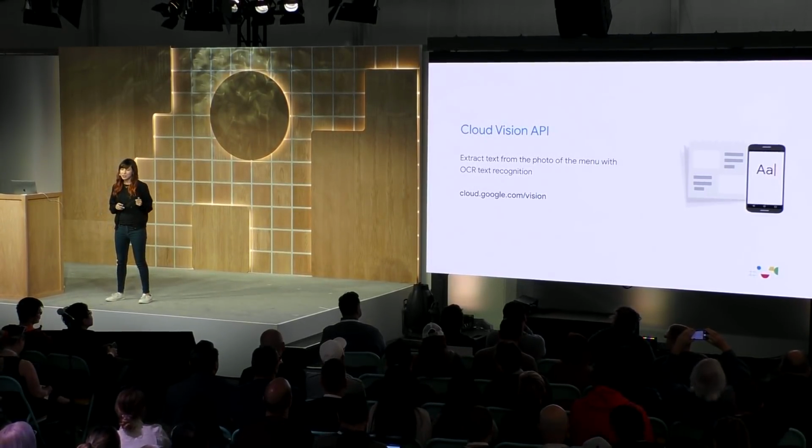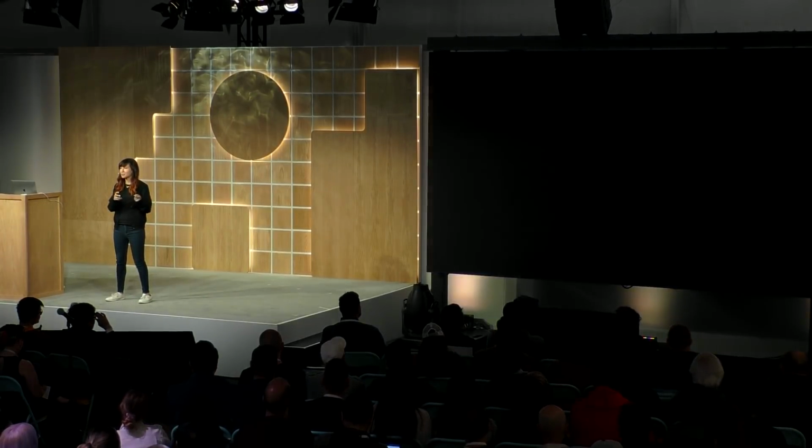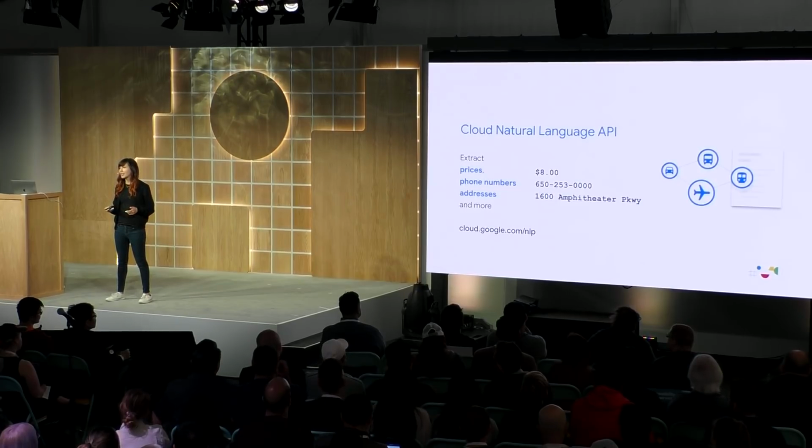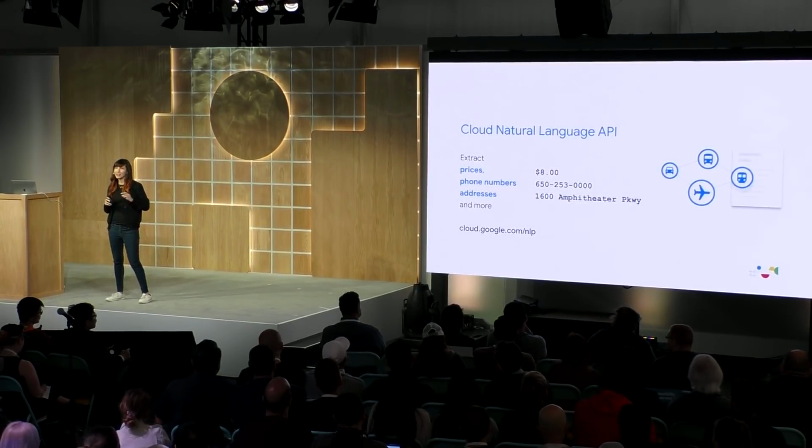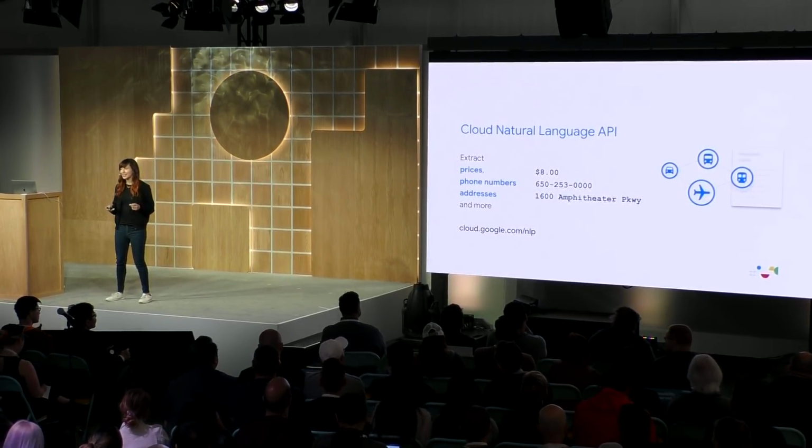To get the text, we used the Google Vision API. And once we had our menu in text format, we could pass it to the Google Natural Language API. This tool has lots of useful functionality for analyzing text, but we just focused on the entity extraction feature, which finds substrings in our menu text that correspond to prices, phone numbers, addresses, and more.